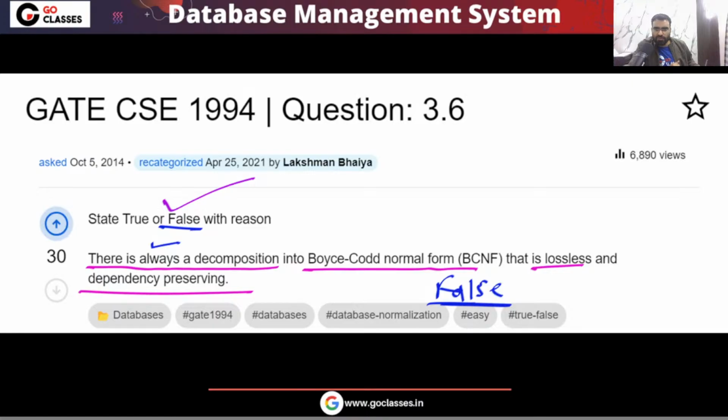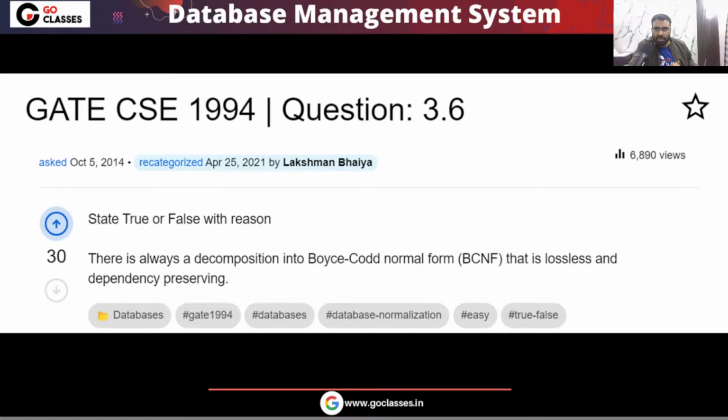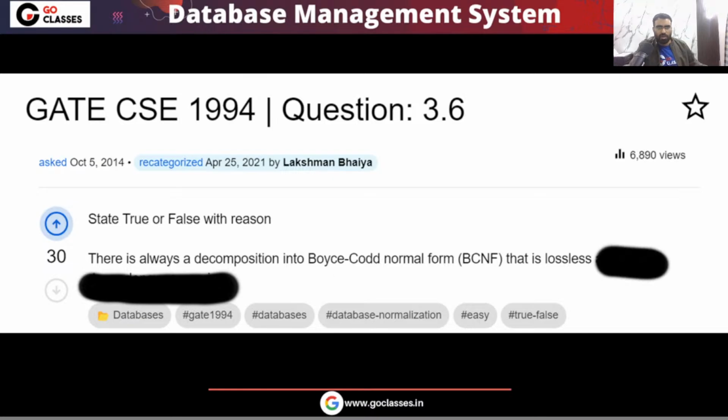Now let me ask you some variations of this question. In the same question, let's assume they remove the dependency preserving. Now what about the answer? Now they are asking that there is always a decomposition in BCNF which is lossless. Yes, this statement is true. Okay, for every relation, you can get this type of decomposition where BCNF and lossless, these two properties are satisfied. So now this statement is actually true.